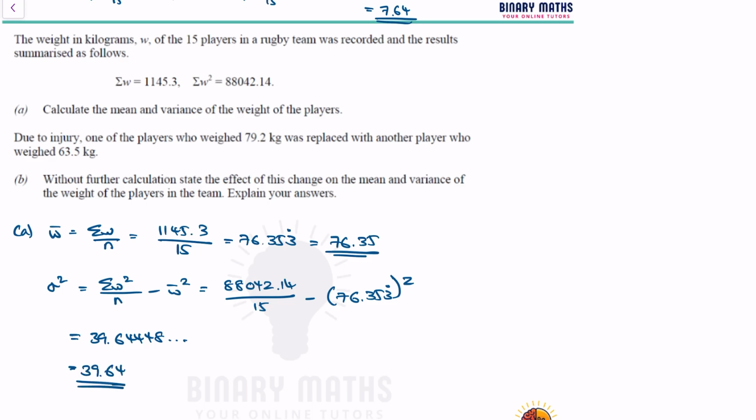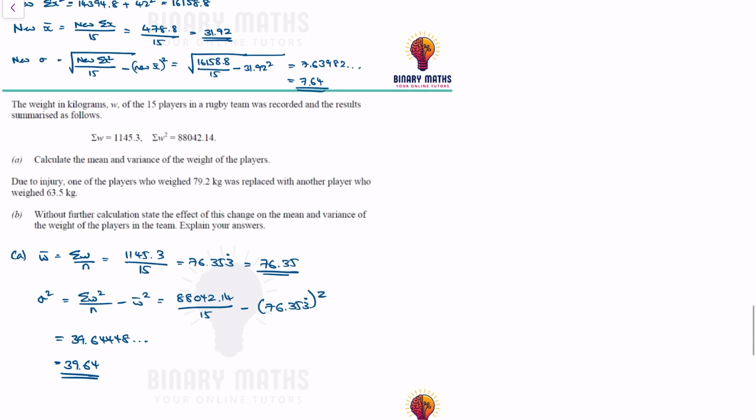Due to injury, one of the players who weighed 79.2 kg was replaced with another player who weighed 63.5. So the weight has gone down. Without further calculation, state the effect of this change on the mean and the variance of the weight of the players in the team. Explain your answer.